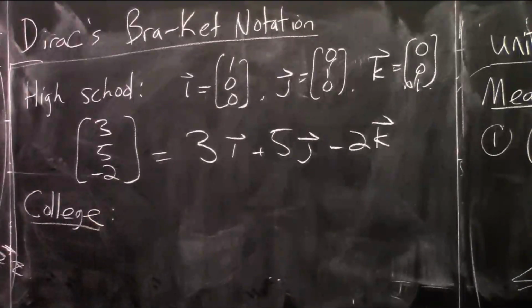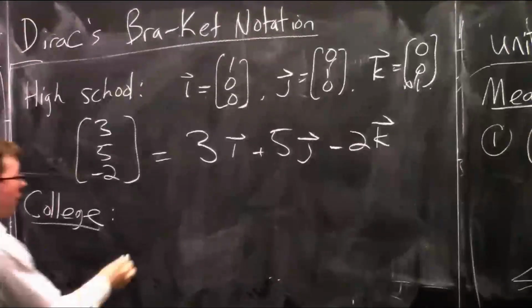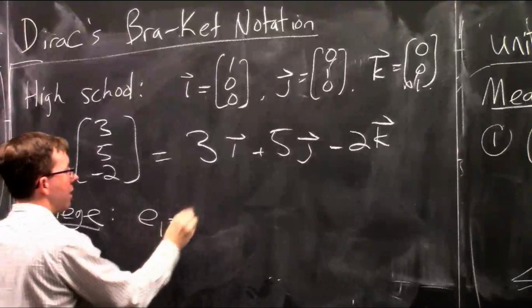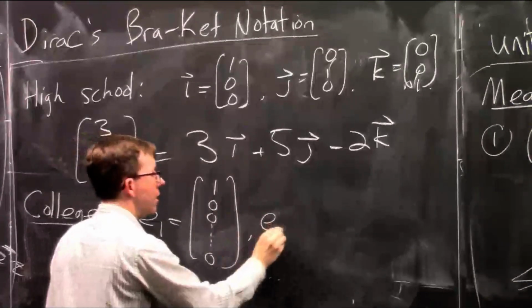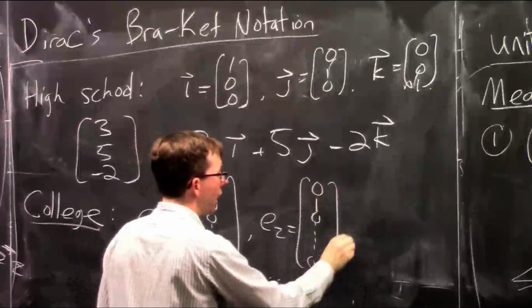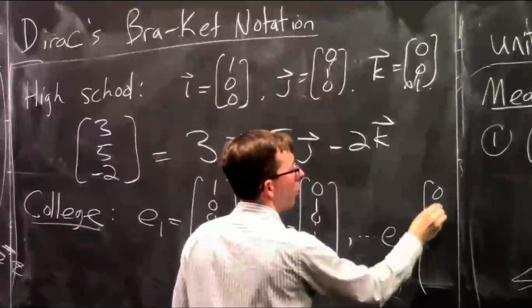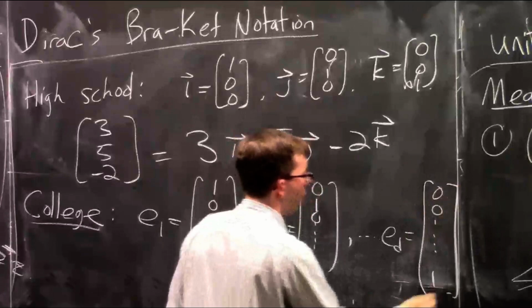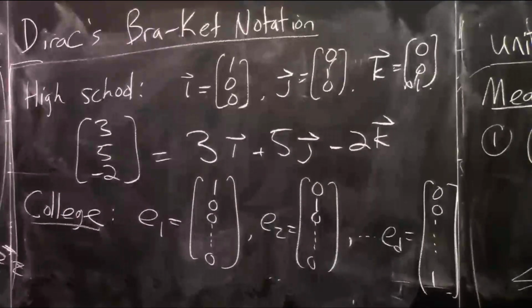and we need the letters i and j for other things. And also, we're going to be in d dimensions, not just 3 dimensions. So they give you some new notation where E1 stands for 1, 0, 0, dot, dot, dot, 0. And E2 stands for 0, 1, 0, dot, dot, dot, 0. And in general, Ei stands for the vector that's mostly zeros, except for a 1 in the ith spot. And these are the d standard basis vectors for d dimensions.